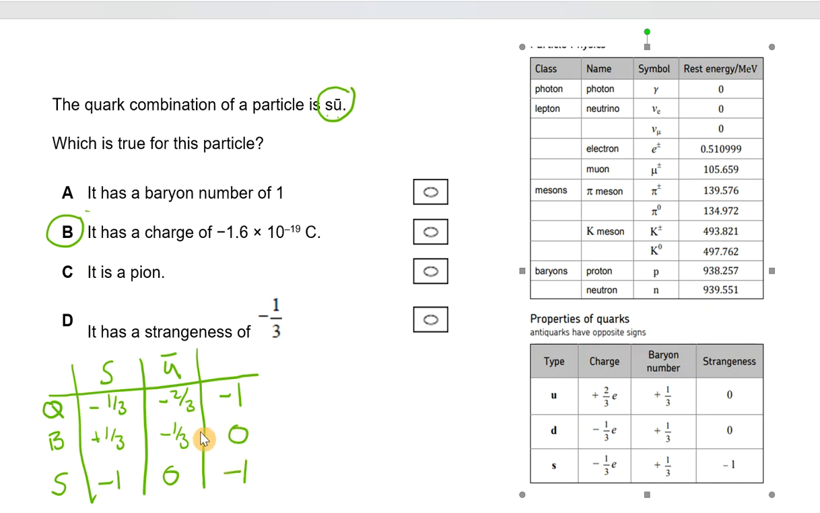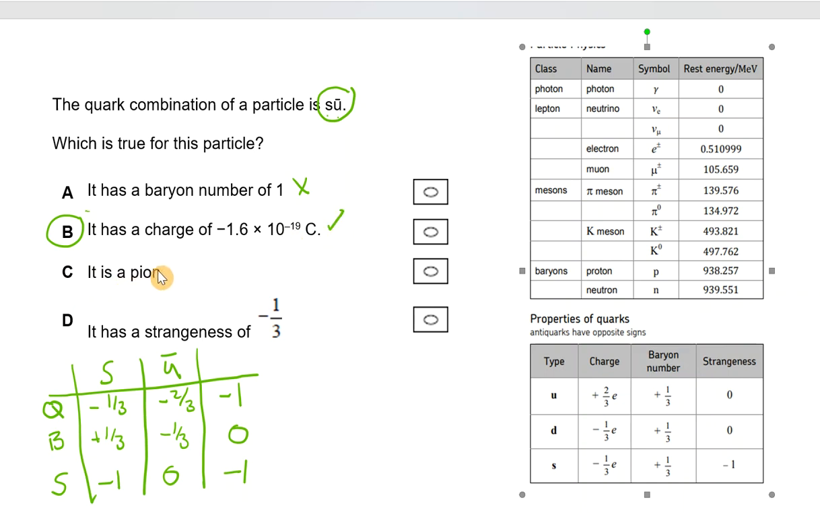Okay, let's just have a quick look through these things. It has a baryon number of 1. No, it's not a baryon, it's a meson. It has a baryon number of 0. It has a charge of -1.6 times 10 to the -19 coulombs. Yes, it does. It has a relative charge of -1, and that is -1.6 times 10 to the -19 coulombs. So that's why B is correct.